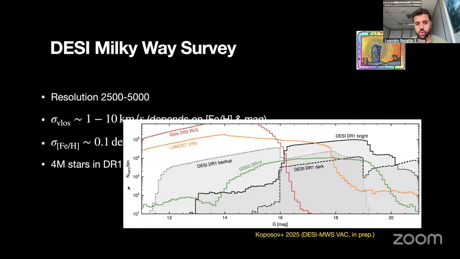Okay, and this is just to show how the DESI Milky Way Survey compares with different surveys as a function of magnitude here. And this is the number of stars per beam. We can see the different programs of DESI here: DESI Bright, DESI Dark, and the backup program. And how this compares with Gaia RVS. You can see that we can go much fainter here, and also how this compares with LAMOST, which goes similarly faint, but we have many more stars, many more faint stars, as you can see here.